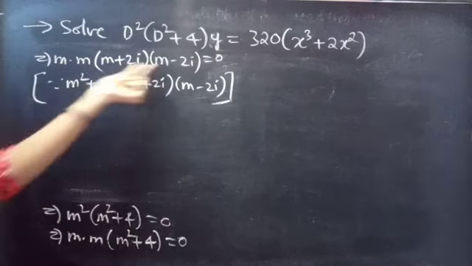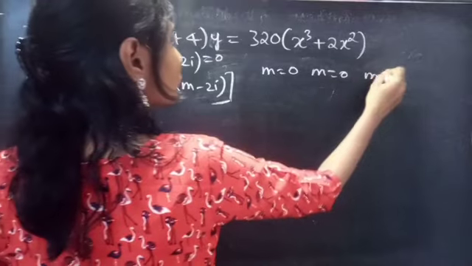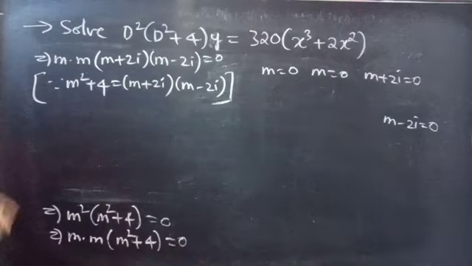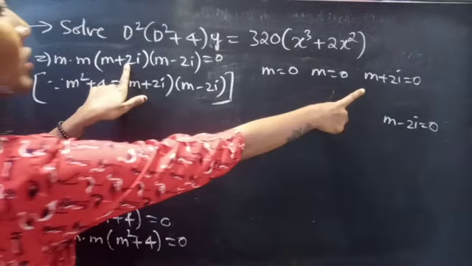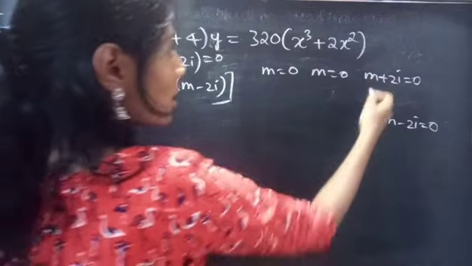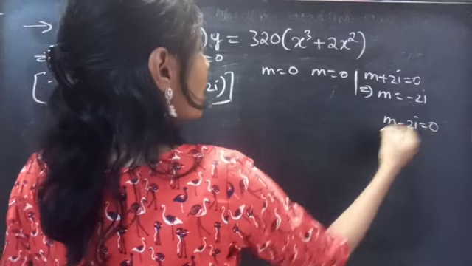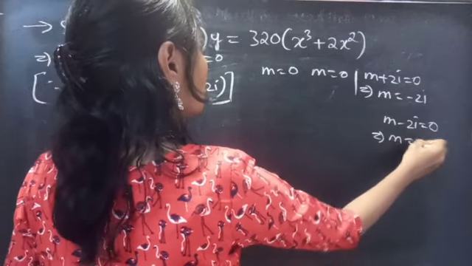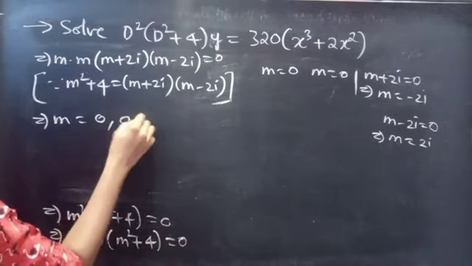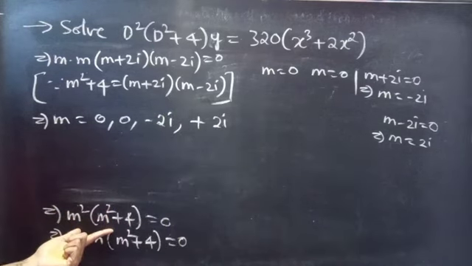Now, equate each factor to 0. Right? We'll get m equals 0, m equals 0, m plus 2i equals 0, m minus 2i equals 0. From m equals 0, m equals 0, we'll get 2 roots. And from m plus 2i equals 0, we'll get m equals minus 2i. And from m minus 2i equals 0, we'll get m equals plus 2i. Right? Then m equals 0, 0, minus 2i, plus 2i are the roots of our auxiliary equation.